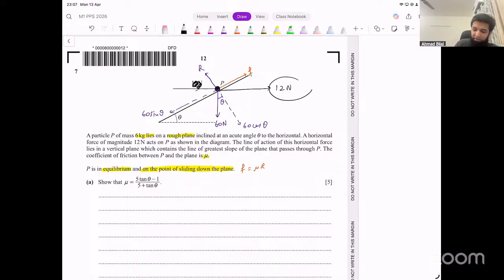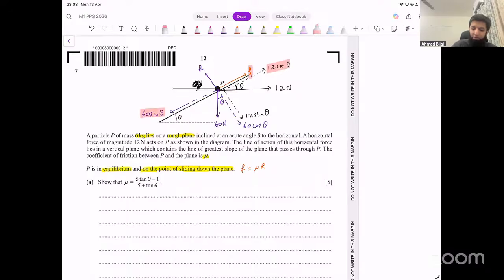12 Newton is acting in this direction. What about the components of 12? 12 is going to have one component acting in this direction, another component acting in this direction. If this angle is theta, this is the alternate angle. This is the corresponding angle, theta. So this component is going to be 12 cos theta and the other one is going to be 12 sine theta. So we resolve the forces like this, equate opposite forces: 12 cos theta, F, and 60 sine theta.